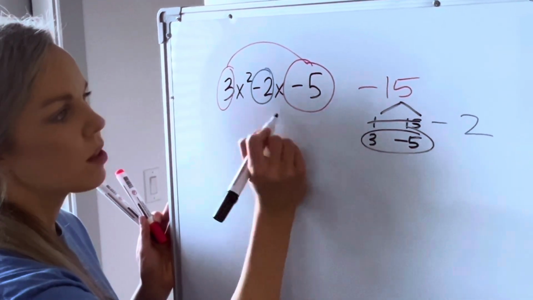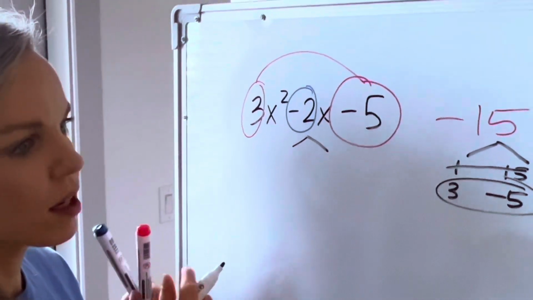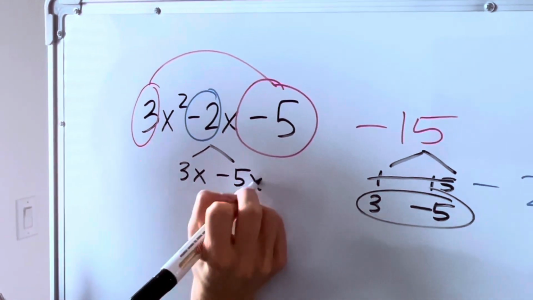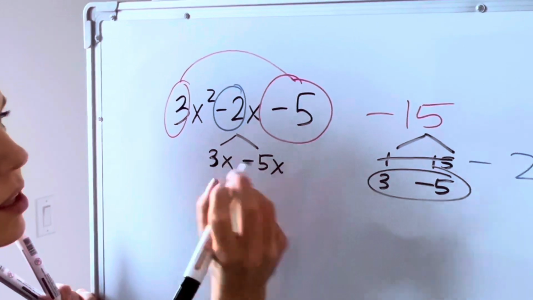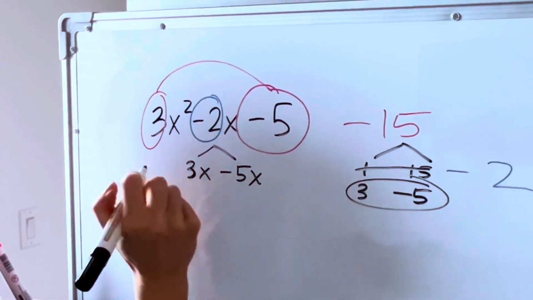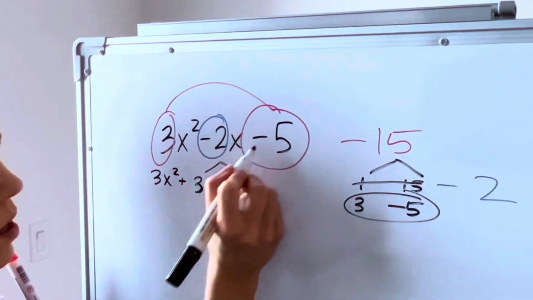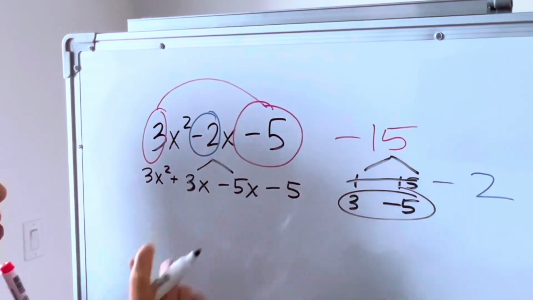And so you take those magic numbers and you split the -2x into 3x minus 5x. You use those to split the middle term. That's why you need it to add to -2. Then you just bring down the first term and then bring down the last term. So now you have 4 terms instead of 3.